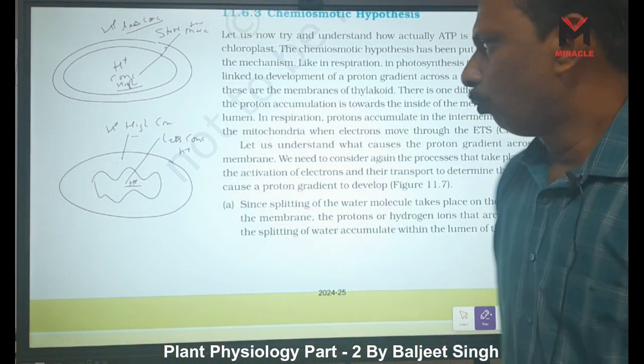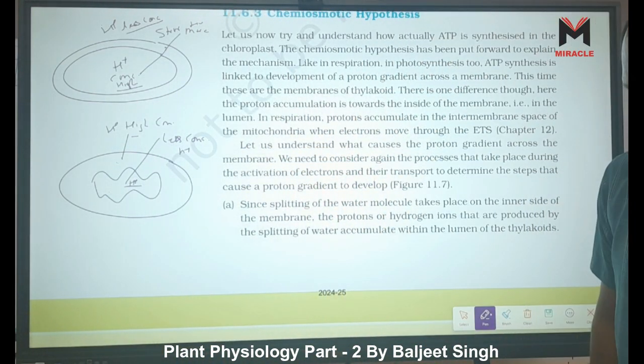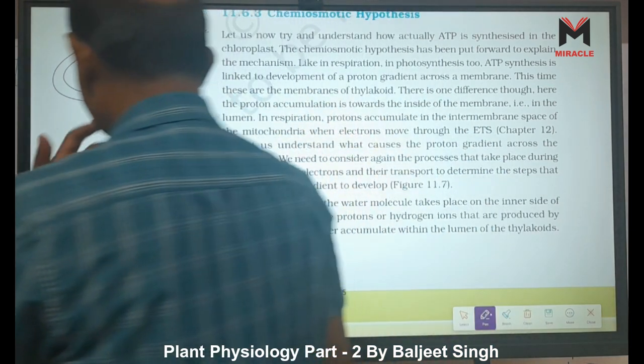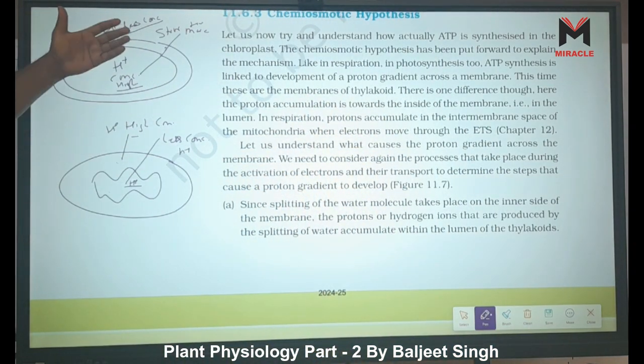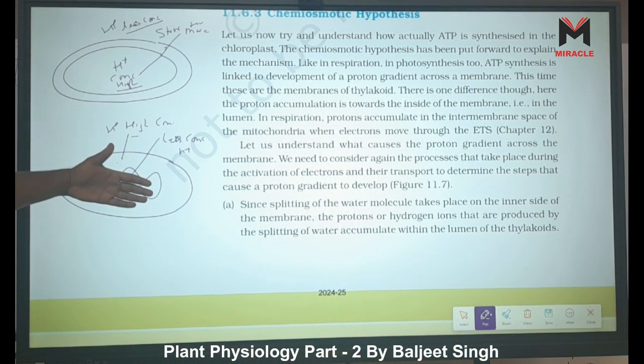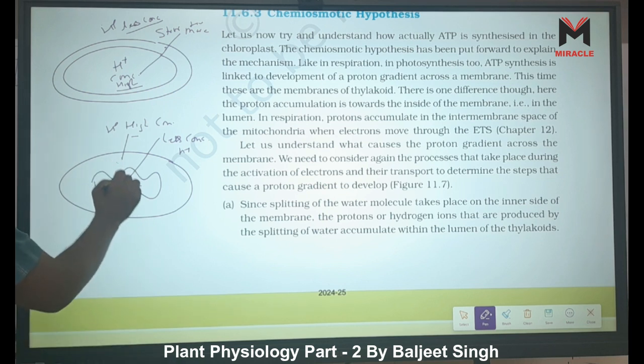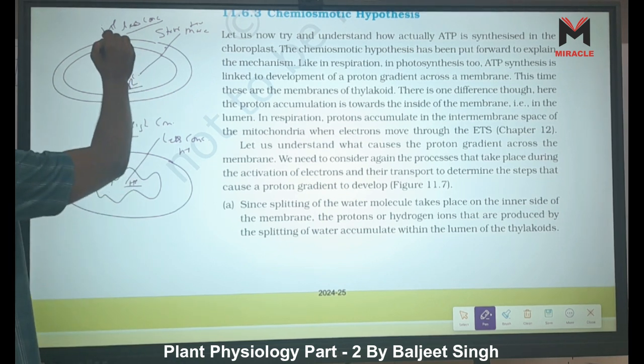That means the movement of hydrogen ions is just opposite in photosynthesis and in respiration. In respiration, from inner to outer, but here in photosynthesis, from outer to inner.